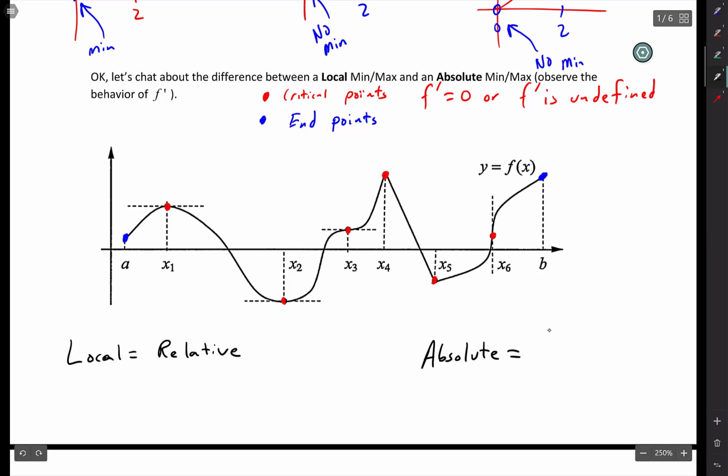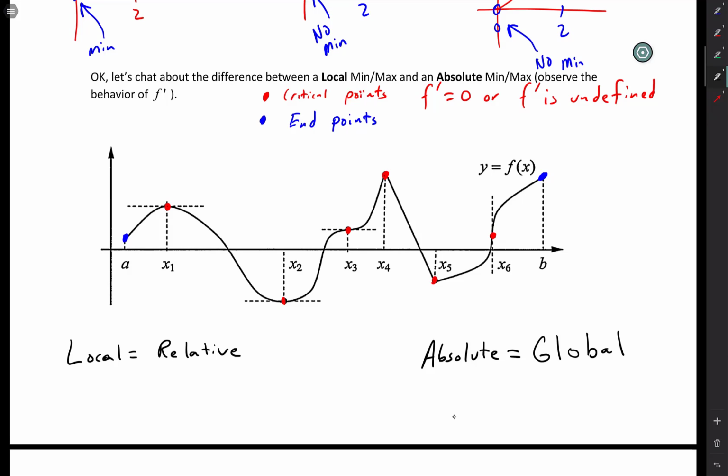Guess what word you can interchange with absolute? It starts with a G. Second letter L. I'm sure you've heard of this word in math class. Third letter O. Global. Absolute and global are interchangeable.